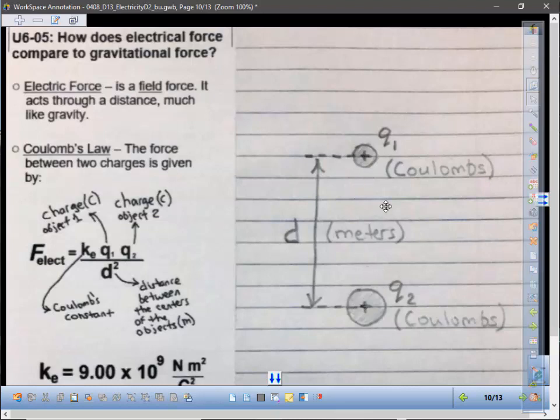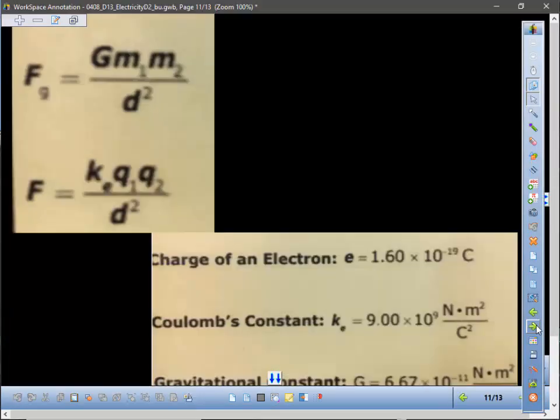The charge can be positive or negative. Both charges can be positive, both of them can be negative, or one can be positive and the other one can be negative. So go ahead and write this down in your picture. You have the two charges, Q1 and Q2, you have the distance between them, and they go with the equation. Again, all this can be found in your big equation sheet, the yellow paper in the front of your notebook.